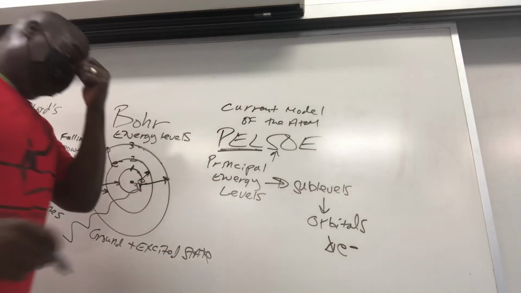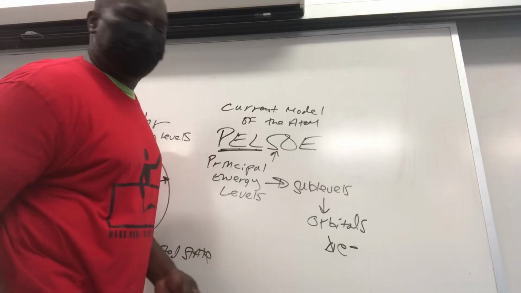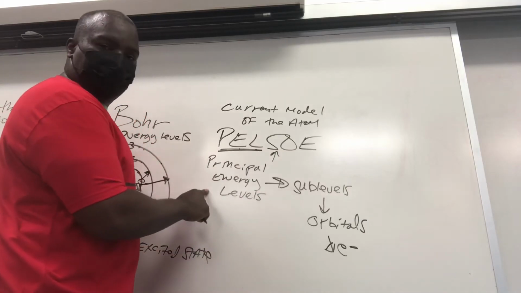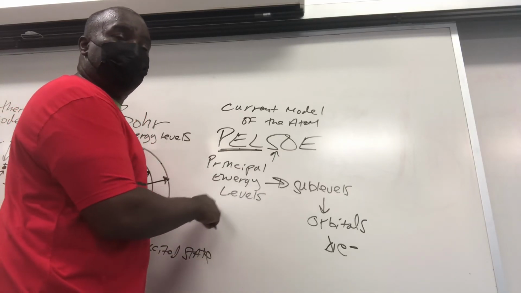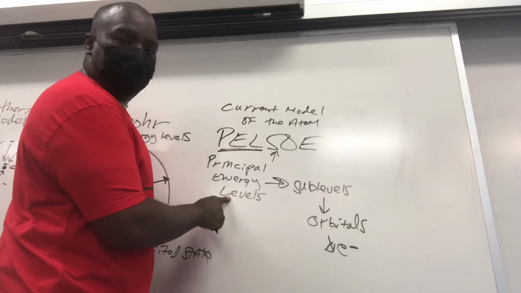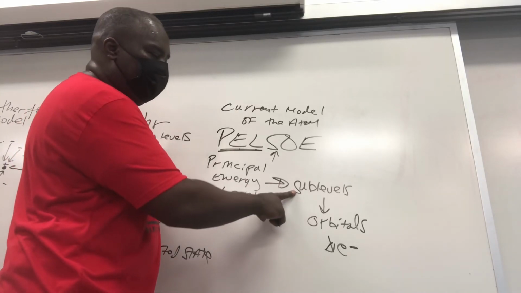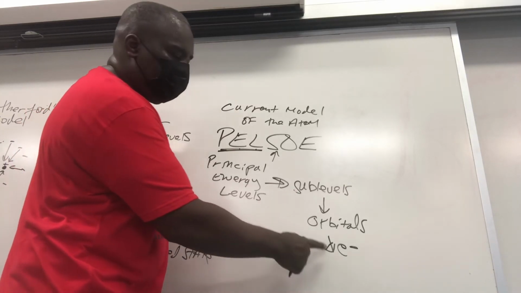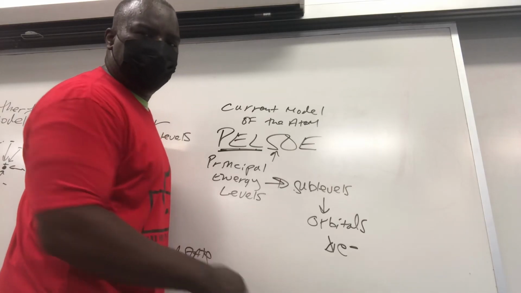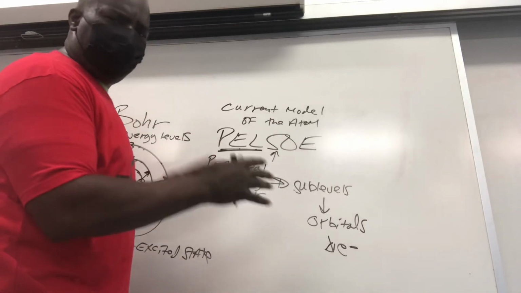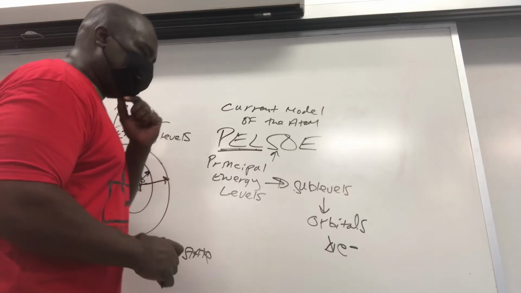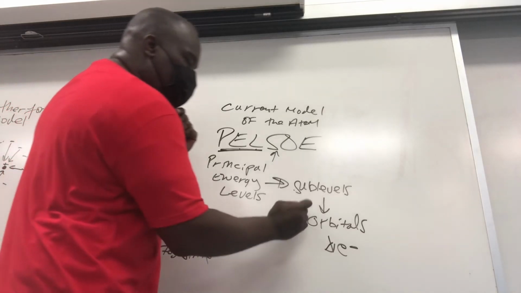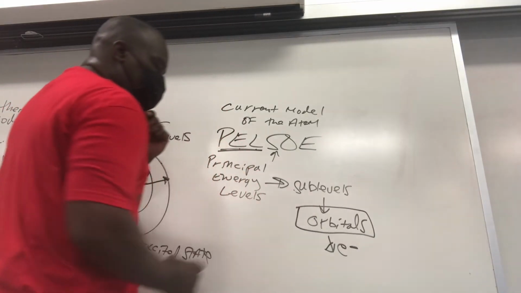So, think of it like this. You've got principal energy levels. I tell my students to think of principal energy levels as streets, the sublevels as houses, the orbitals as rooms, and the electrons as people living in the rooms. But as I said before, we don't go deeply into this, so don't worry about it. The key is that you have to know the definition of orbitals.